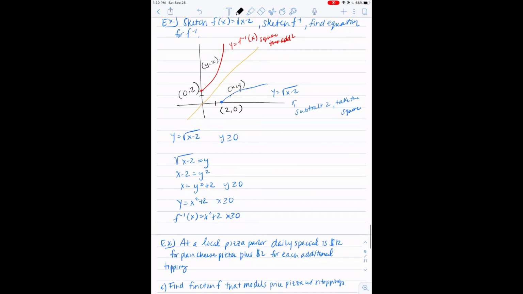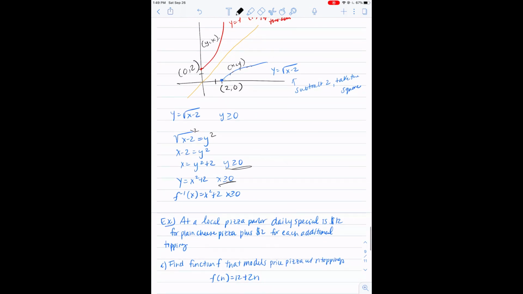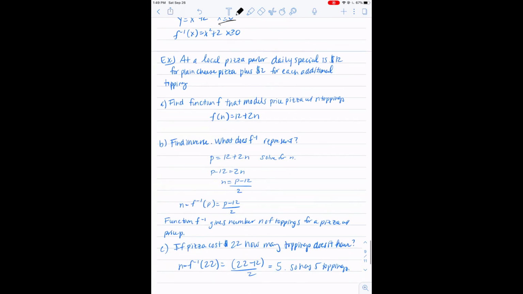So now we're going to find the equation for the inverse of f. So we have y equals the square root of x - 2, with y greater than or equal to 0. So we're going to get x by itself. So we have x - 2 equals y squared. And then x equals y squared + 2. Our y still has to be greater than or equal to 0, and it is here because it's squared. We interchange the x's and the y's to get y equals x squared + 2. So now our x is greater than or equal to 0. So our inverse of f is x squared + 2 with x greater than or equal to 0.